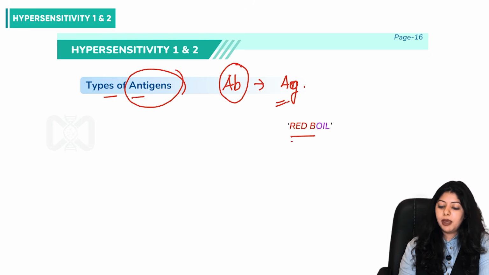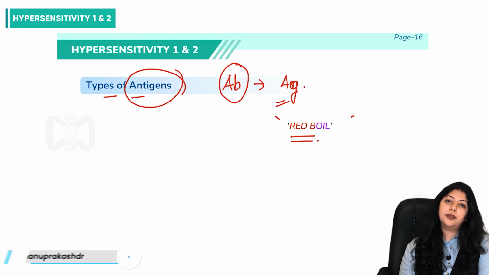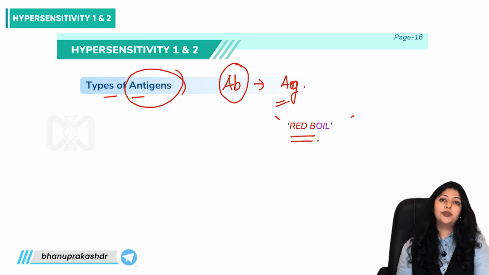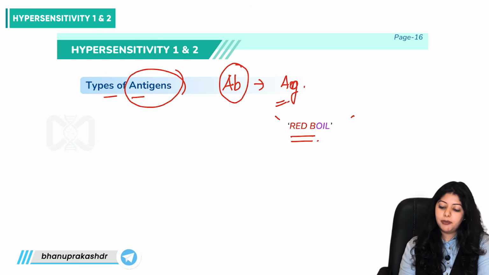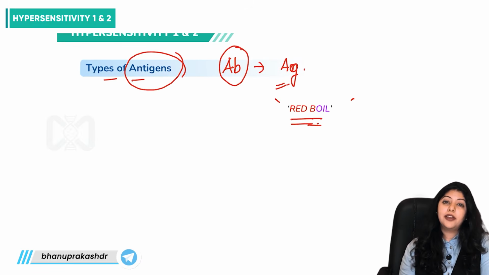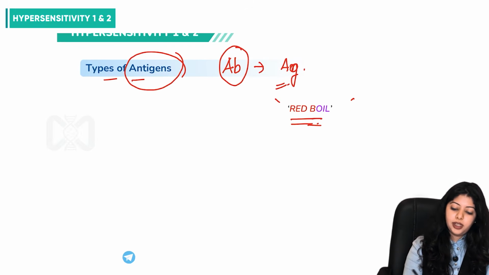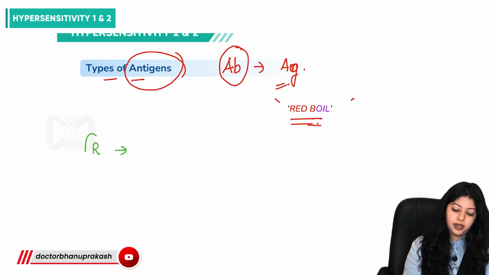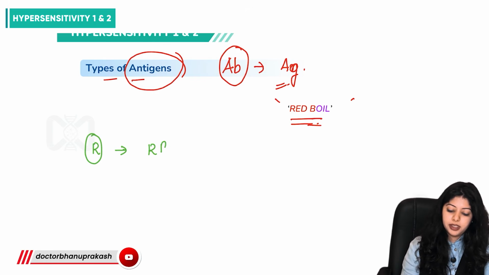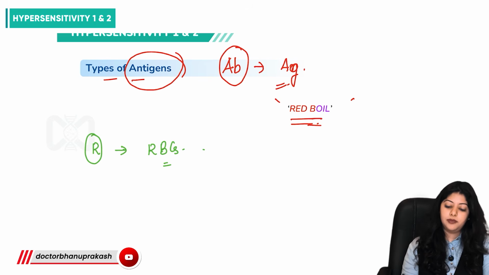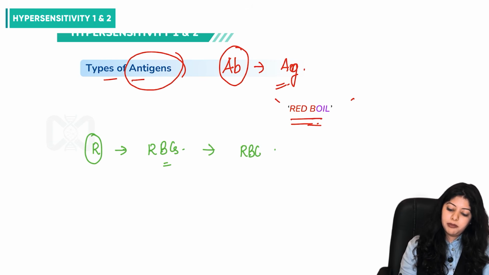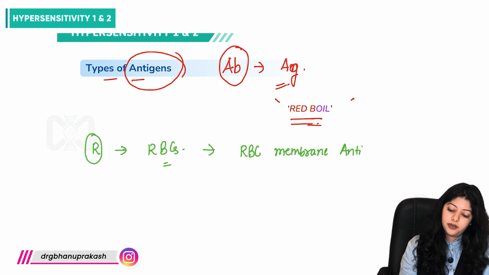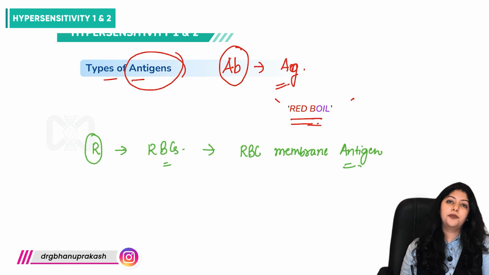For that, let us remember this mnemonic, RED BOIL. So this mnemonic would be used in the mechanisms as well. So we should remember RED BOIL. So what does RED BOIL stand for? With R, can we take letter R and use it for RBCs? So can we say that RBC membrane antigens can be used?